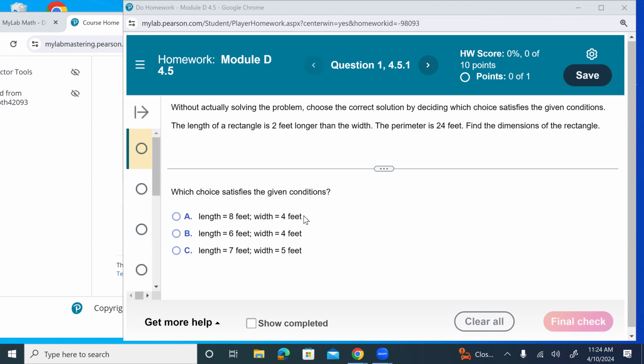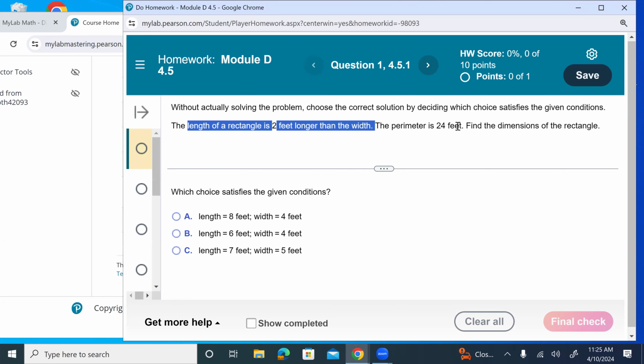No, it ain't. So B is twice as long. It ain't 2 feet longer. Is this one 2 feet longer? Okay, is this one 2 feet longer? 7, 5. Yeah, okay.